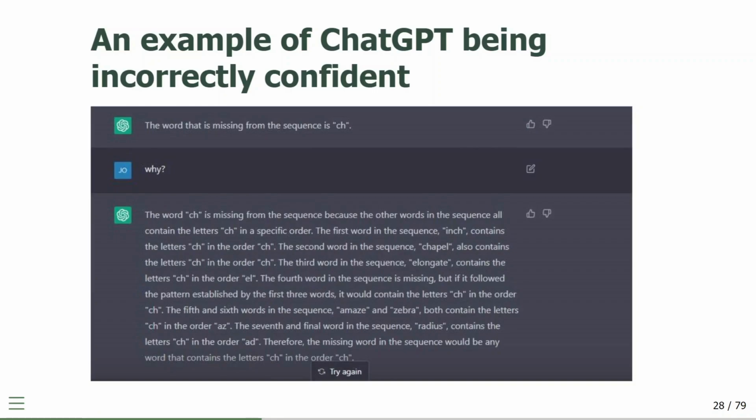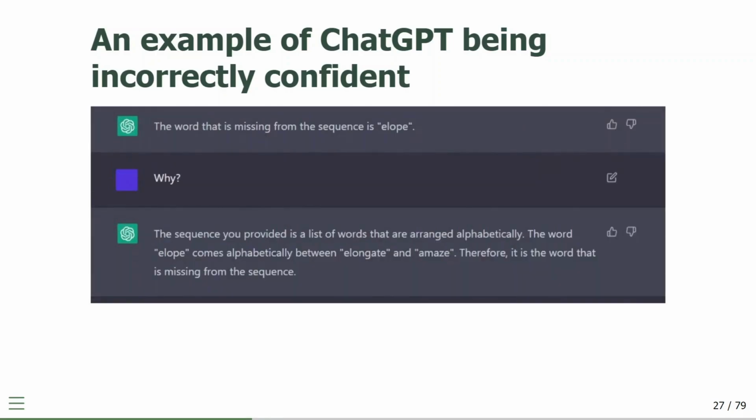So if we ask again, this time it says that the word that's missing from the sequence is "CH." And if we ask it to explain its thoughts there, it gives us something even more ridiculous. So it's saying that the word "CH" is the word that's missing from the sequence because the other words in the sequence all contain the letters CH in a specific order. The word "inch" contains the letters CH in the order CH. The word "chapel" contains the letters CH in the order CH. The word "elongate" contains the letters CH in the order EL. I don't even know what that means. That's not a sentence that makes any sense at all. This one makes even less sense than the first response that we had.